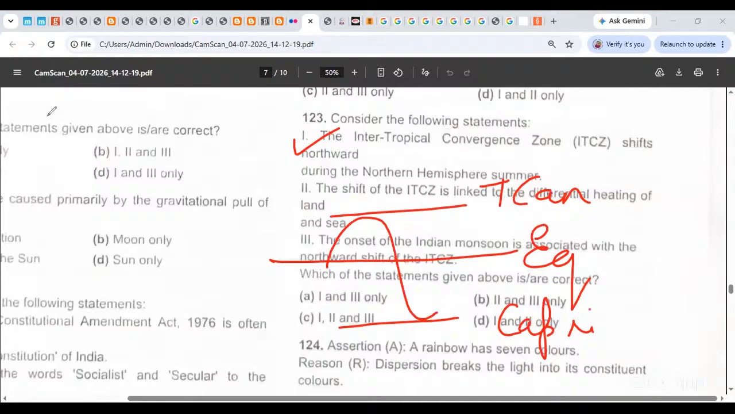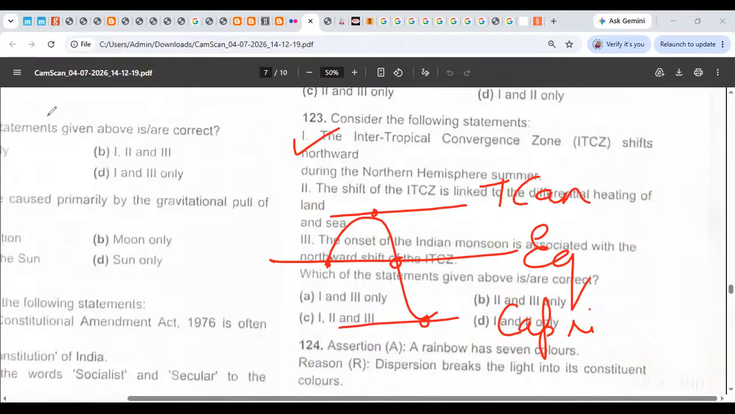The apparent movement of the sun is the movement of the sun within this part. This is where the sun usually moves. In March, the sun is directly above the equator. On 21st June, the sun is directly above the Tropic of Cancer. On 22nd September, the sun is again back on the equator. And on 22nd December, the sun is at the Tropic of Capricorn. So this is the apparent movement of the sun.